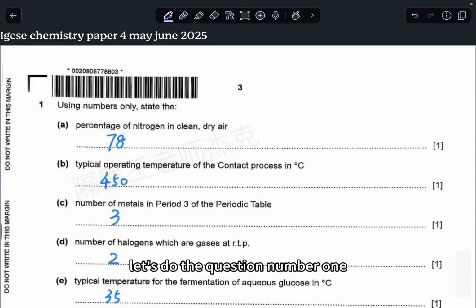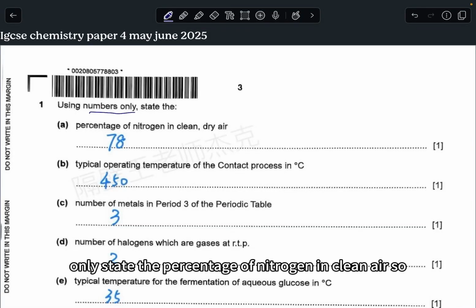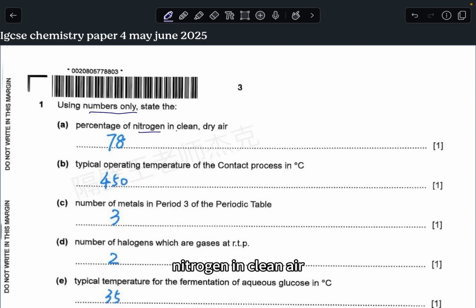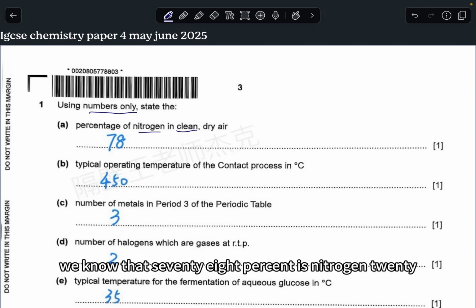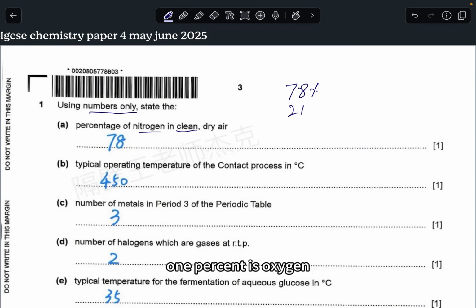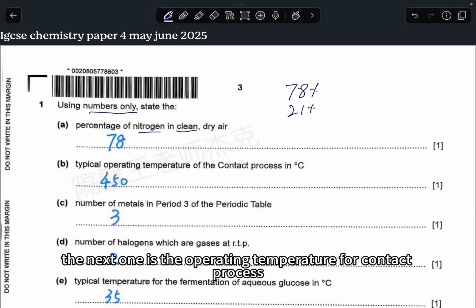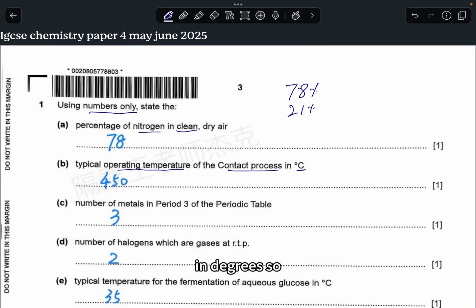Hi everyone, let's do this question number 1. Using the numbers only, state the percentage of nitrogen in clean air. So nitrogen in clean air, we know that 78% is nitrogen, 21% is oxygen, and the remaining are the other gases like noble gases and carbon dioxide and stuff.